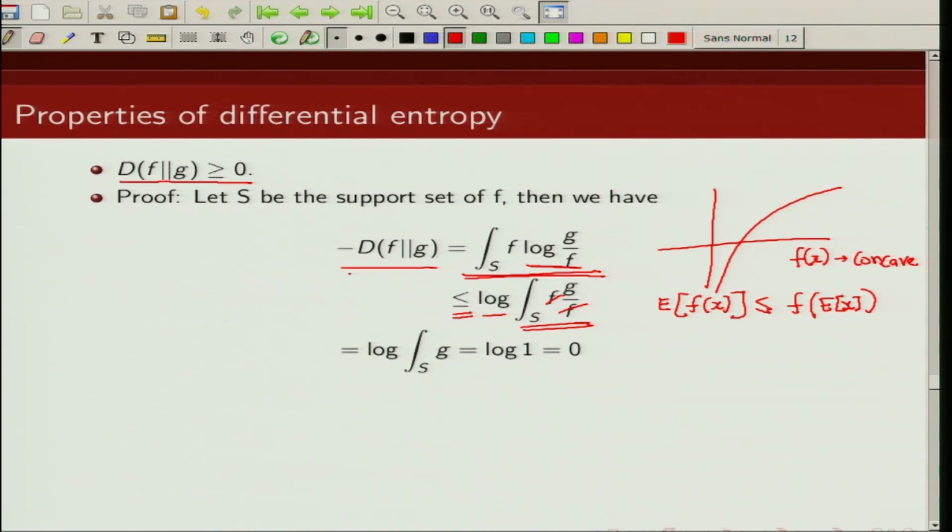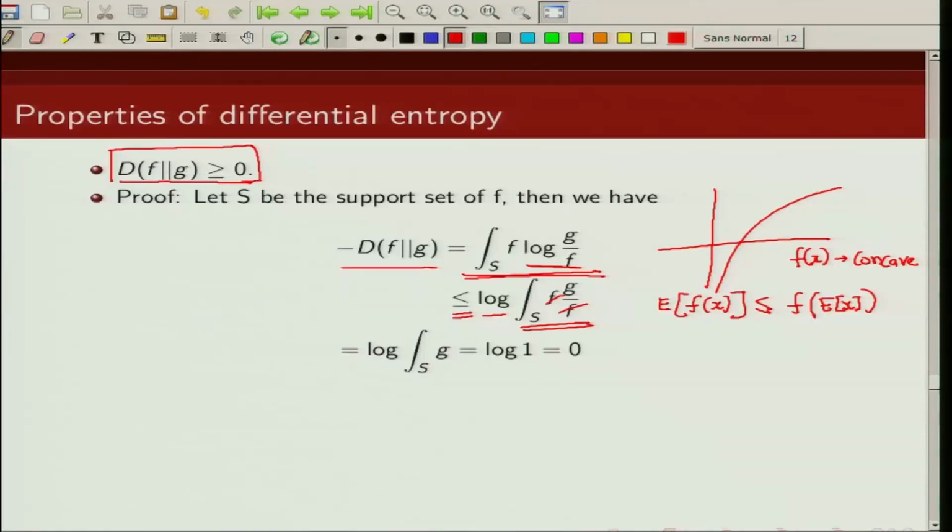So what we have proved is minus of divergence is less than or equal to 0. If we multiply by -1 on both sides, we get this. The divergence between two densities f and g is greater than or equal to 0.